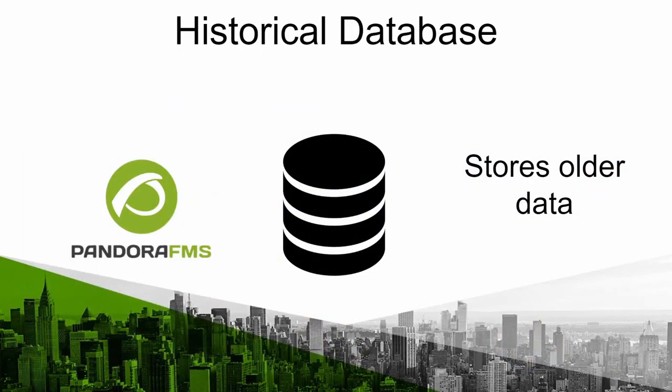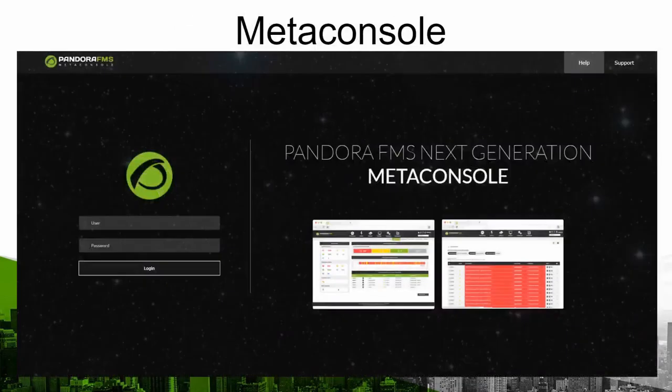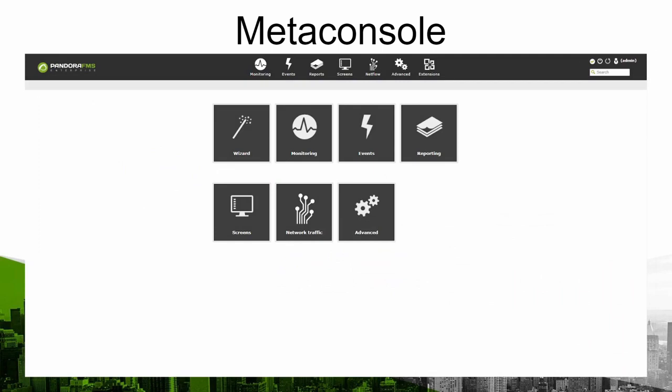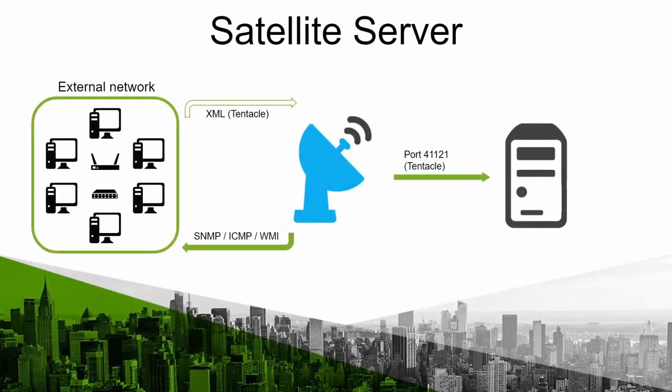When facing an environment with a large number of devices and metrics to manage, you may deploy the Meta console. It is a console that will allow you to work from a single place if you have multiple servers, avoiding managing those instances on each console. Another feature that you may install on networks that are far away located or in special environments is the satellite server. This server will collect data from the network where you install it and will send the data to the main server through the tentacle port.